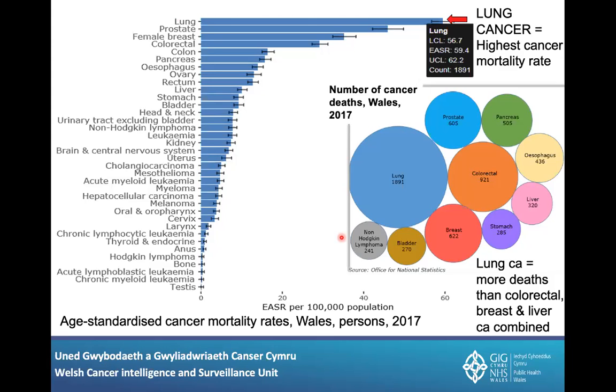Cancer mortality is a recognised overall measure of the success of cancer control in any country, and WHO uses it for comparing cancer control. You'll see that in Wales, lung cancer accounts for more deaths each year than colorectal, breast and liver cancers combined.